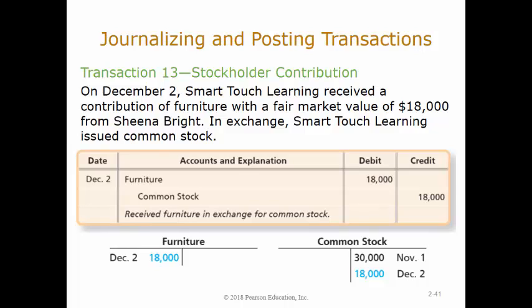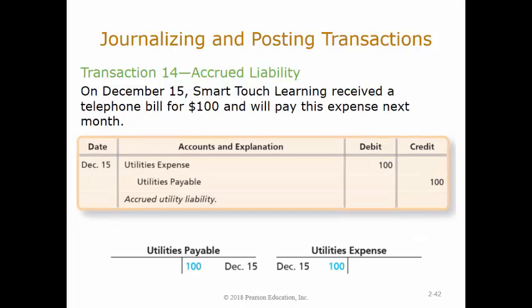The two accounts involved are furniture, an asset, and common stock, equity. Furniture increases with a debit and common stock increases with a credit. In transaction 14, the company received a telephone bill for $100 and will pay this expense next month. This results in an accrued liability.